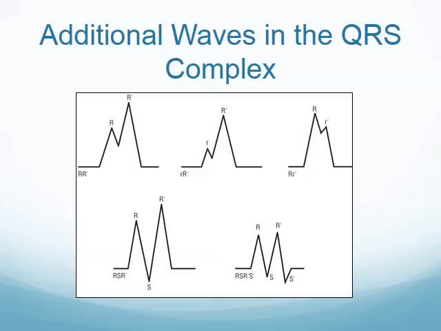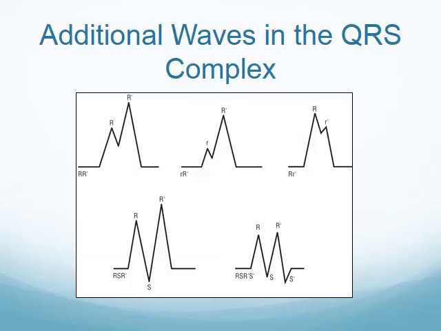So if you look here, note that you do have some different complexes that are considered, I mean, these can be normal as well. It'll make more sense as we talk about each wave specifically. This first one here would be considered an R prime complex. Both of these waves are up above the isoelectric line. This would also be an R prime complex, as well as this one.